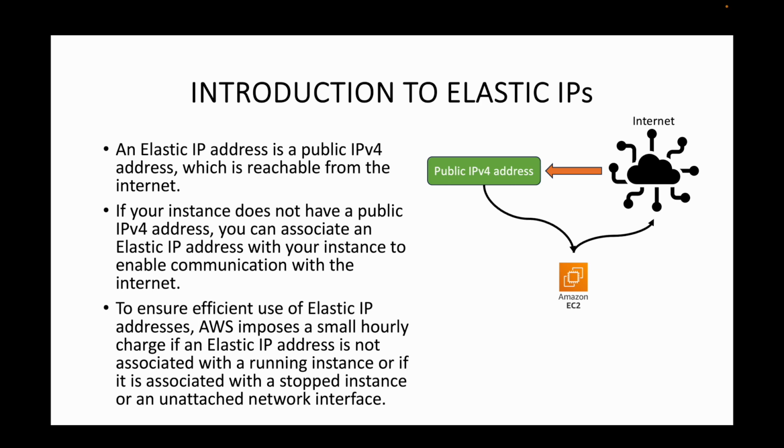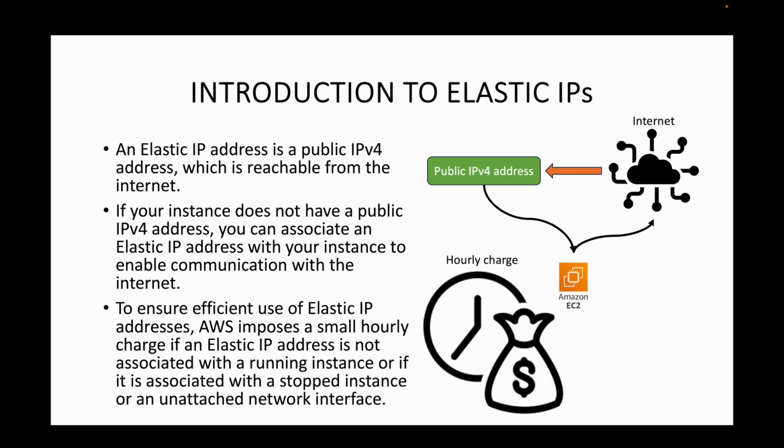Now, to ensure the efficient use of these Elastic IP addresses, there is a small hourly charge which AWS imposes if the Elastic IP address is not associated with a running instance. So as long as the Elastic IP address is associated with a running instance, there's no cost. But if it is associated with a stopped instance, or it is unattached, not associated with any instance at all, then there is a small hourly cost that you will have to pay. So basically you'll have to pay money for this depending on the usage.